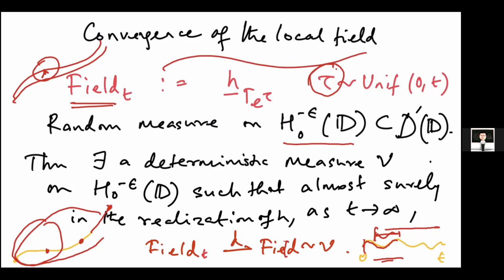Now you have this tau uniformly chosen from 0 to t, right? And then you're sending t to infinity. My question is, can you just choose a fixed tau, so this is a sequence in tau, and then tau goes to infinity?